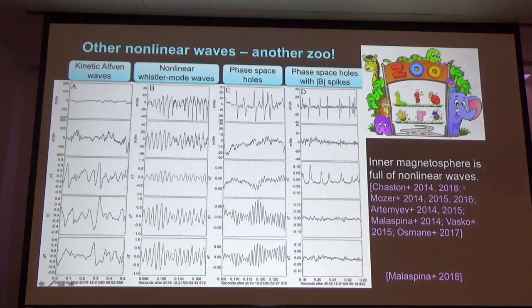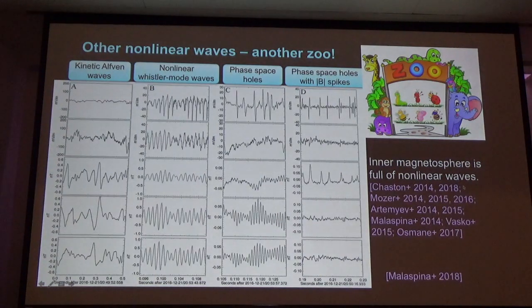And in the inner magnetosphere, we have lots of nonlinear waves, which form another zoo inside the big zoo of the inner magnetosphere waves. Those include kinetic Alfvén waves and electron holes. I'm not going to go into too much detail here, but I just want to mention that their potential effect on the particle precipitation is still under very active research.